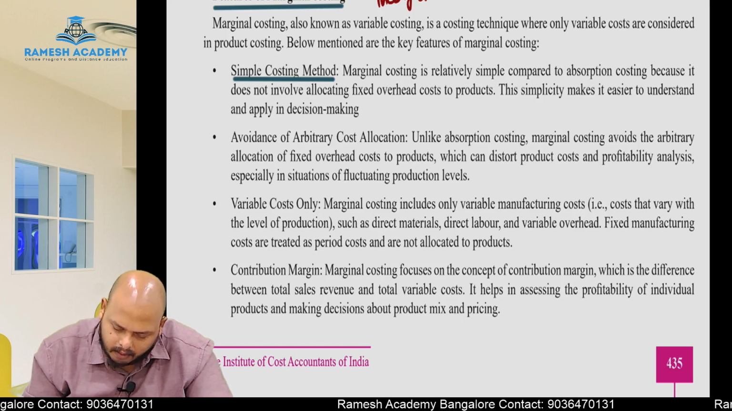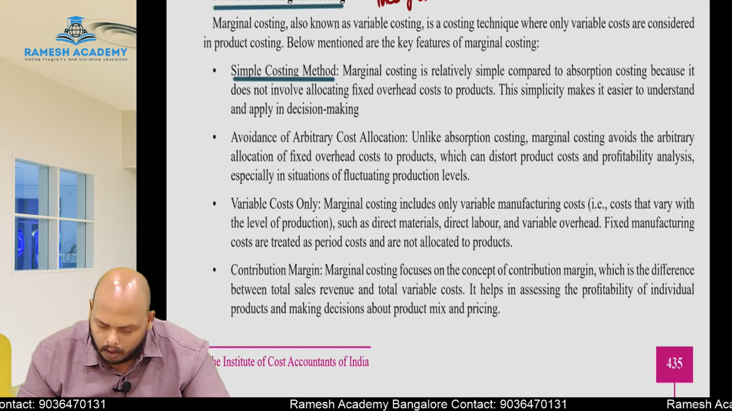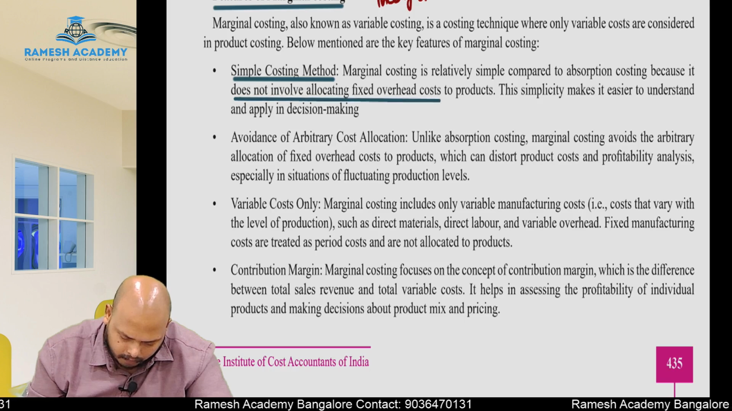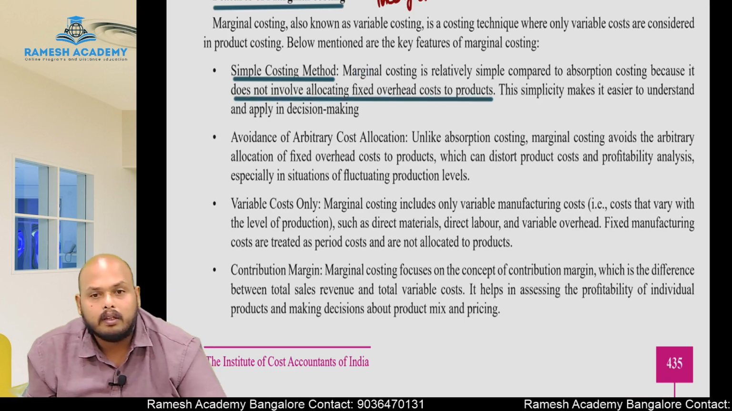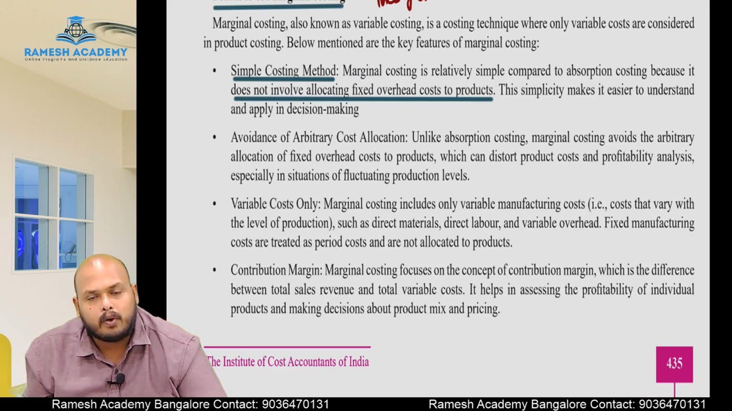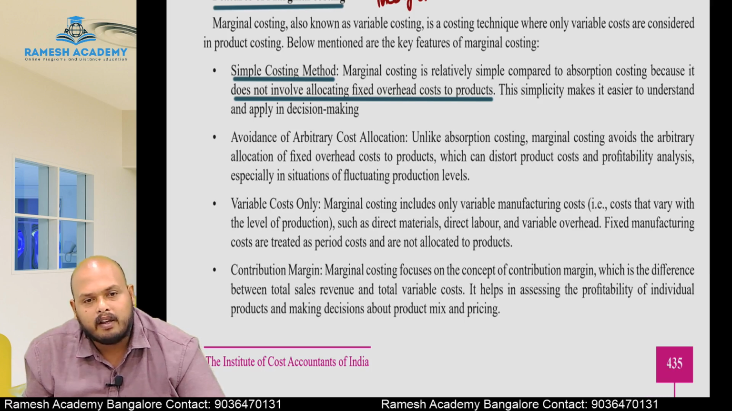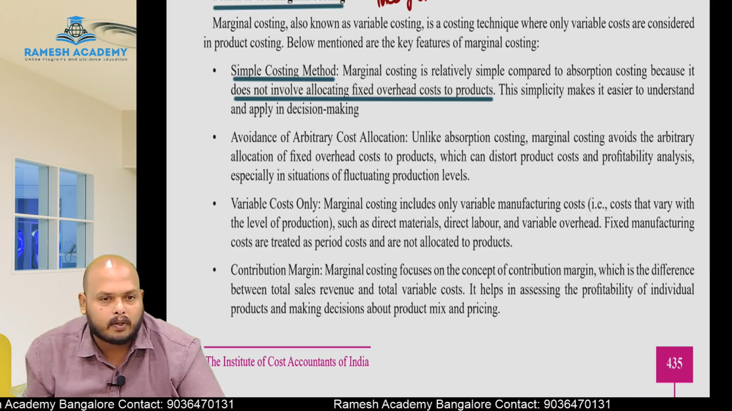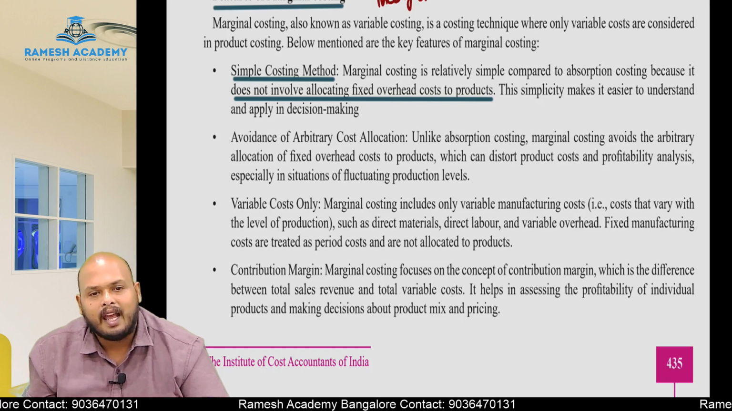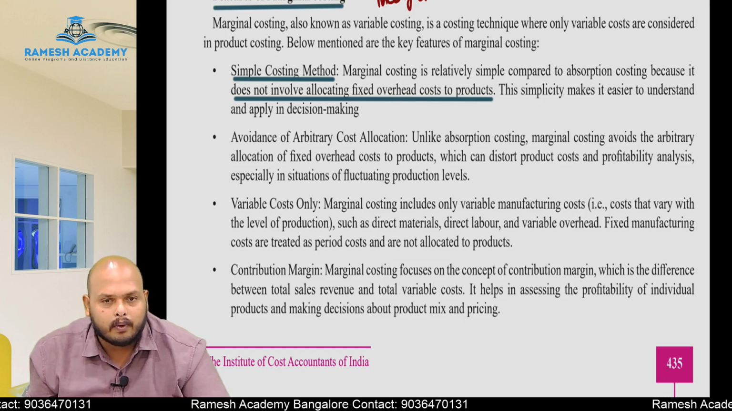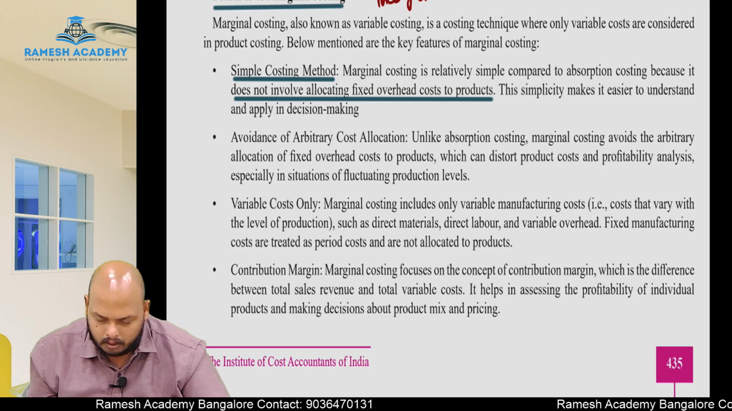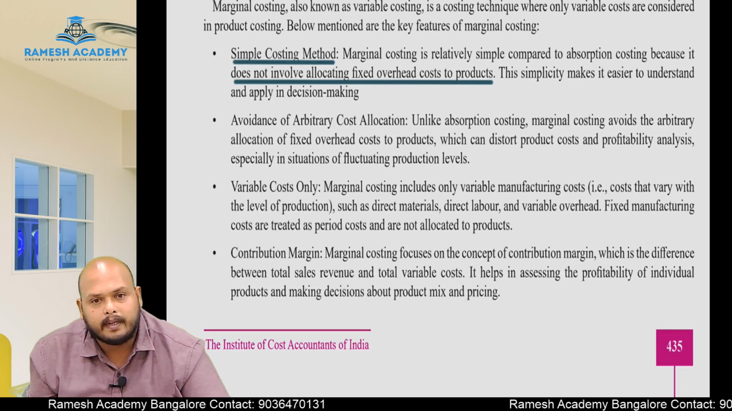Marginal costing is relatively simple as compared to absorption costing because it does not involve allocating fixed overhead cost to the products. Do you remember while teaching the PV ratio relationship, I told you fixed cost is ignored in marginal costing and it does not play any key role for decision making purposes.